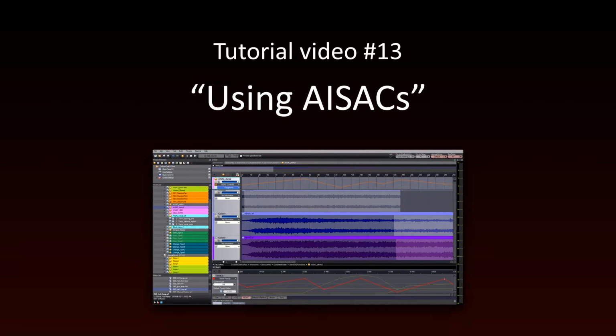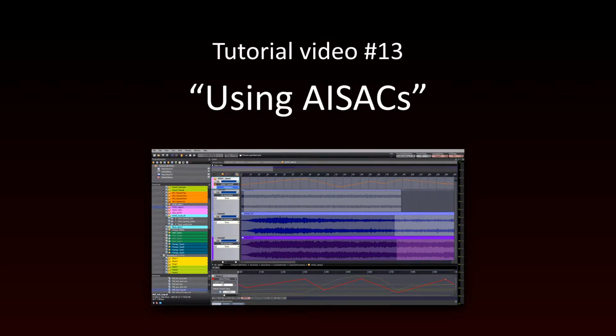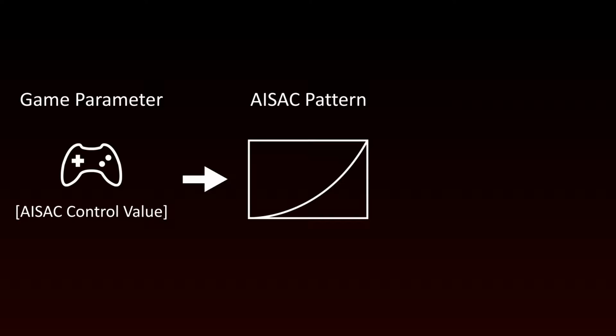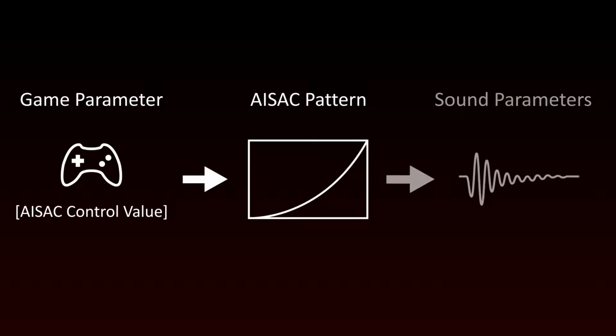In this tutorial, we will learn how to use AISACs in ADX2. AISAC is a system in ADX2 allowing the control of audio parameters by values coming from the game. This kind of feature is also sometimes called real-time parameter controls, or RTPCs in short.